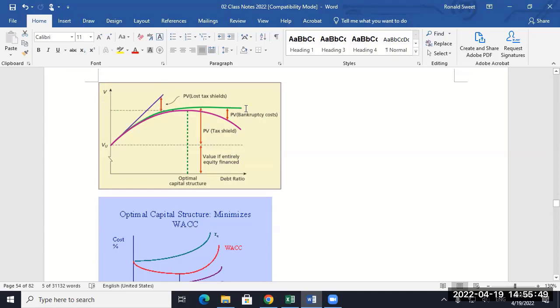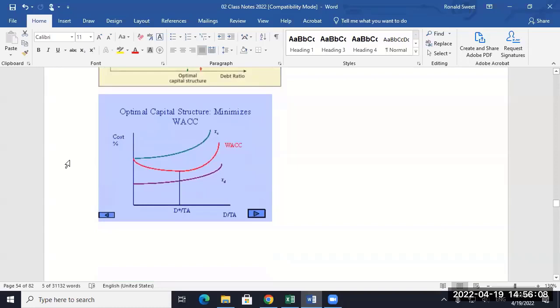So the green is the tax shield. The purple is the tax plus the bankruptcy, so they're kind of combining it. I'm not real sure what that line is there, but it's a very similar thing. They say the optimal value is here. To me, it looks like it's more over there, but they're saying that's the max of it.